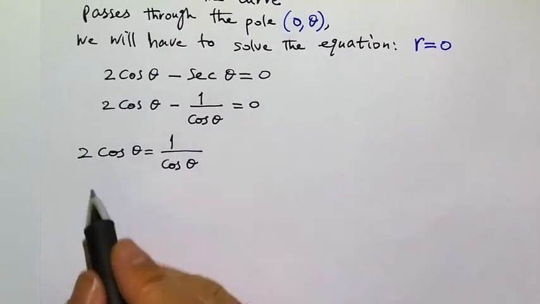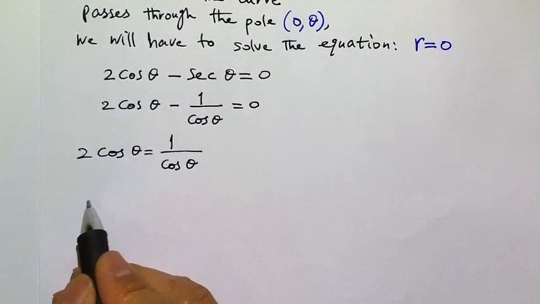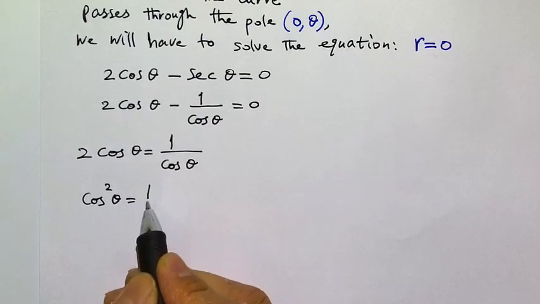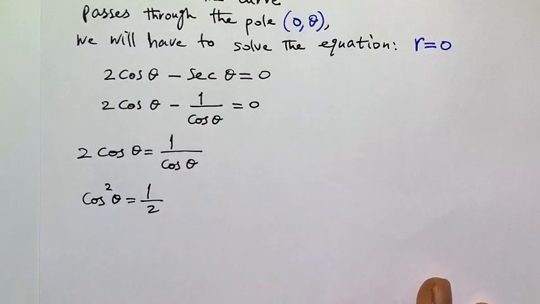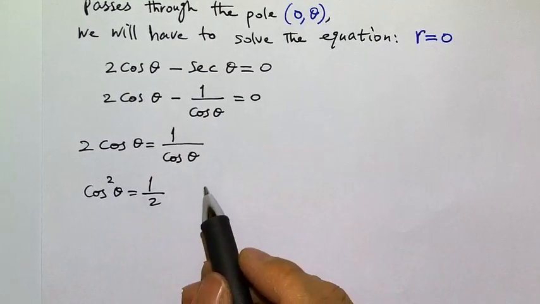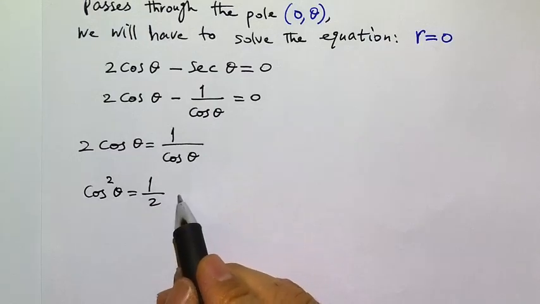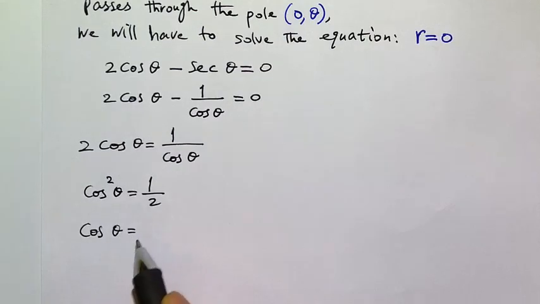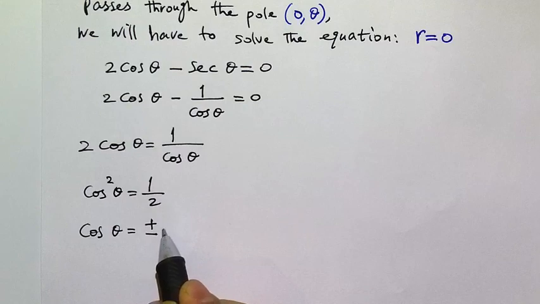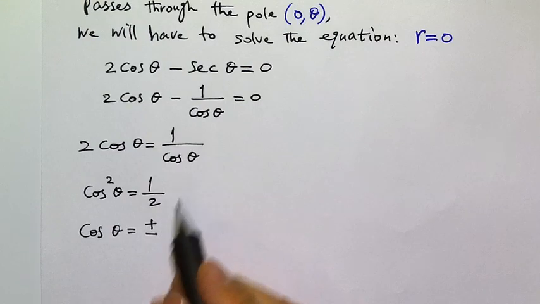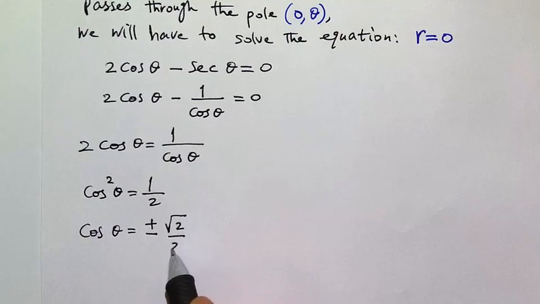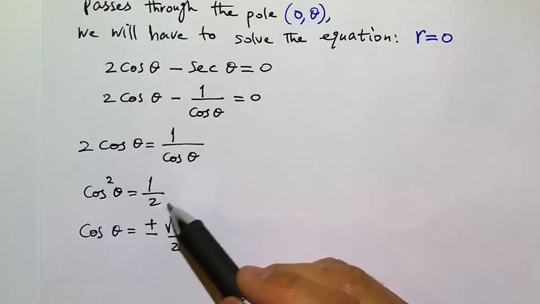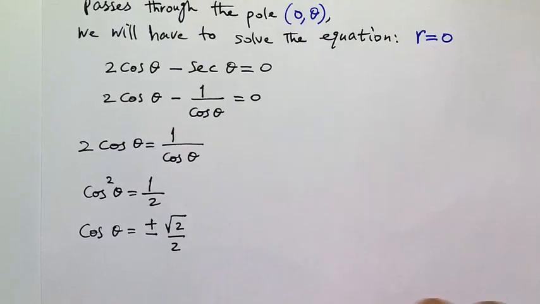And then we have, so this would be cosine squared theta equals 1/2. So given that, then cosine of theta is equal to plus or minus square root of 2 over 2, right? Square root of 2 over 2 after rationalizing the denominator, because it's going to be 1 over square root of 2. After we rationalize that, we get the square root of 2 over 2, plus or minus.